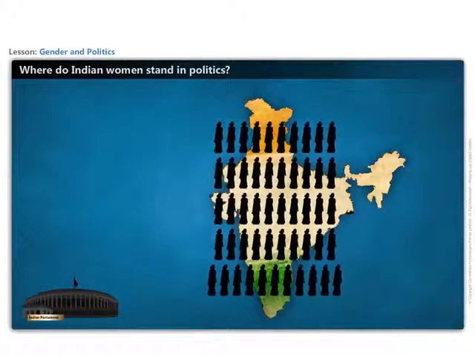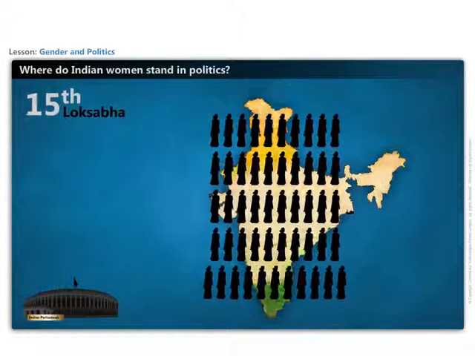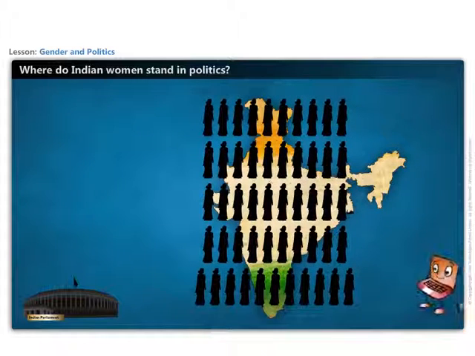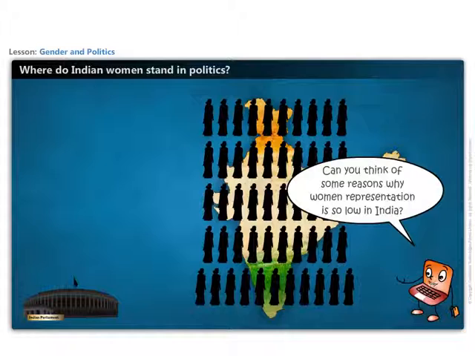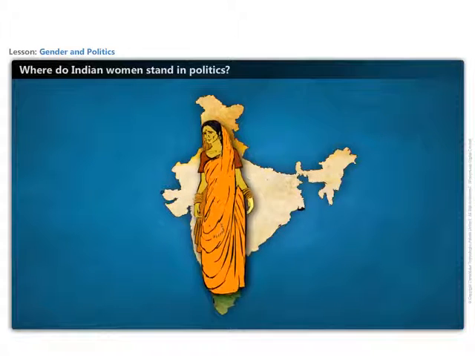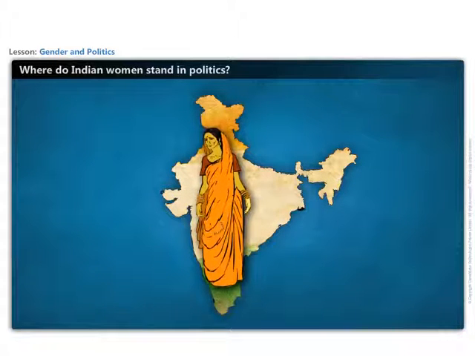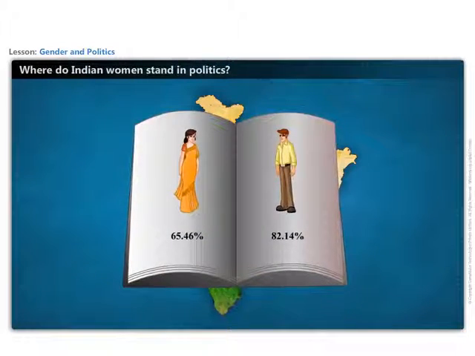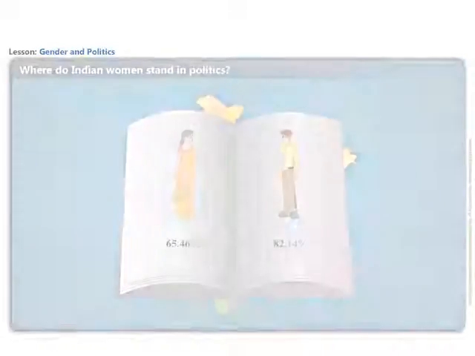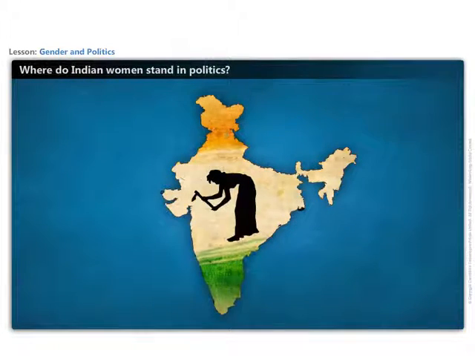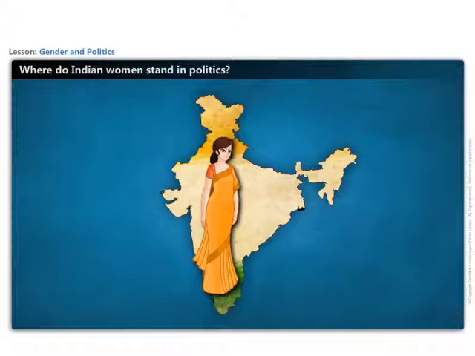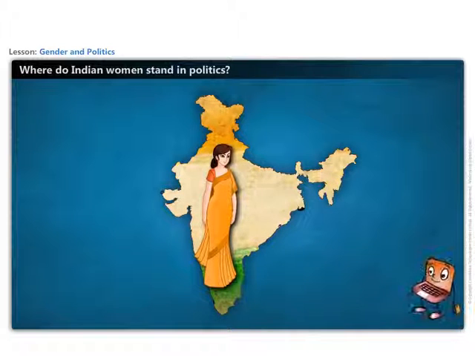Did you know 61 female members have been elected to the 15th Lok Sabha, which is the highest number of women MPs ever elected since independence? Can you think of some reasons why women representation is so low in India? The low representation of women in political sphere is linked with the low and inferior status of women in Indian society. As a culminating effect of low female literacy rate, low sex ratio, unrecognized and undervalued work for women, they tend to lack self-confidence and skills needed to function effectively in the political sphere.